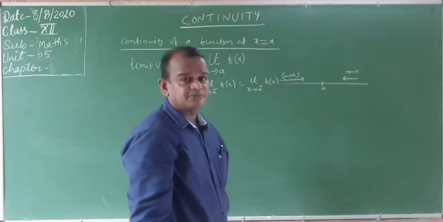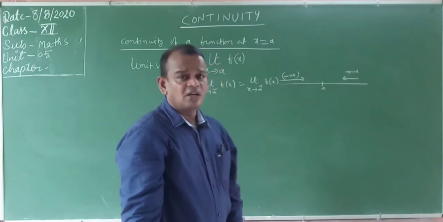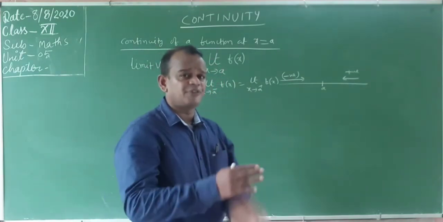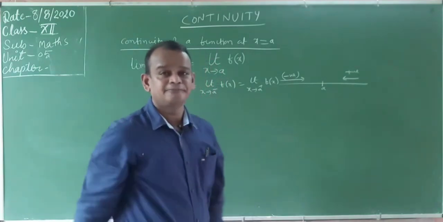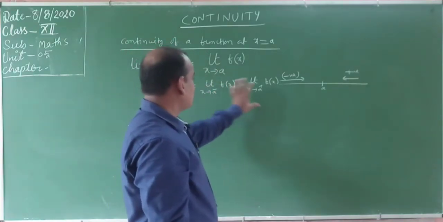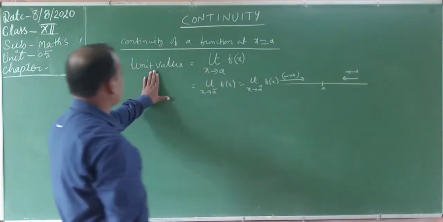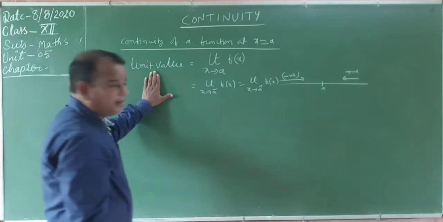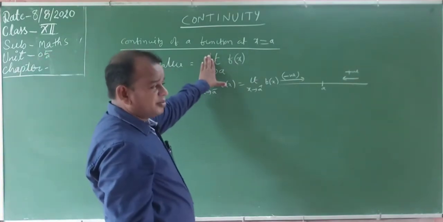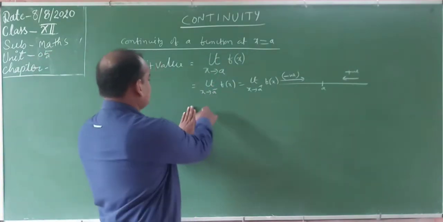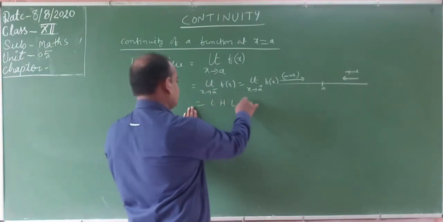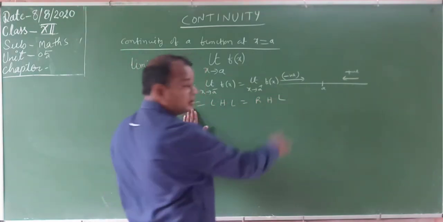Then the limit of the function exists. Whenever the limit exists, these two are equal. We can find the limit value equal to this. What is the meaning of this? It means the LHL, the left hand limit, is equal to the right hand limit. Understood?